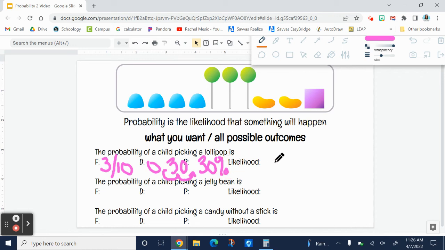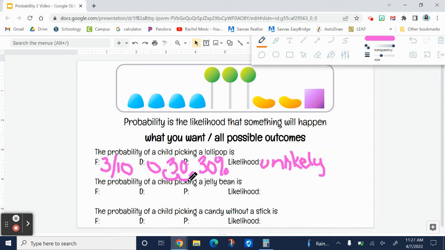Likelihood, thinking about that likelihood line. It's not 0%, so it's not impossible. It's not exactly 50%, so it's not like equal. It is in between that, and that whole entire range is unlikely. So the likelihood is that is very unlikely.